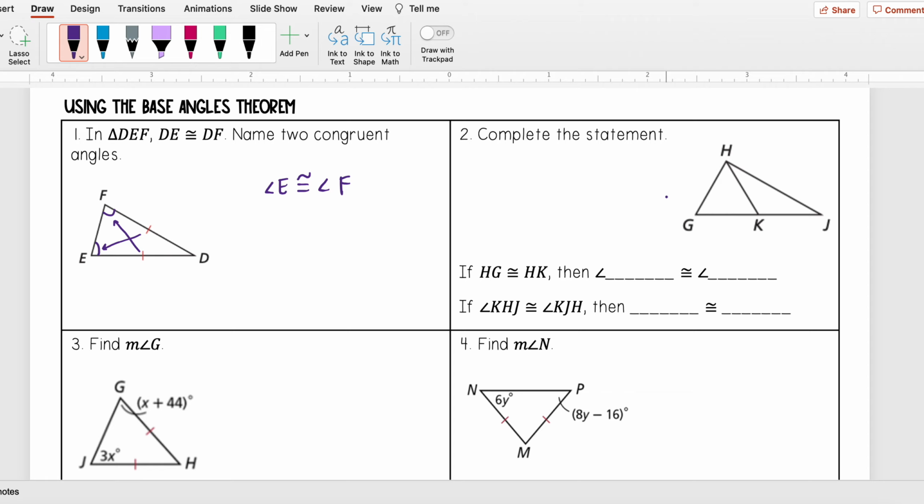Number two, I want to complete the statement. So this first statement says if HG is congruent to HK, then, and I want to figure out which two angles are congruent. So I have HG is congruent to HK. Now I know from my base angles theorem that the angles opposite of that are also congruent. So I have that angle HGK is congruent to angle HKG.